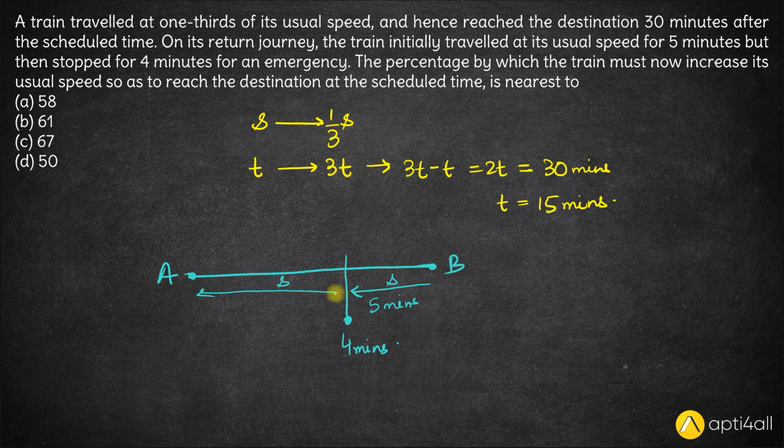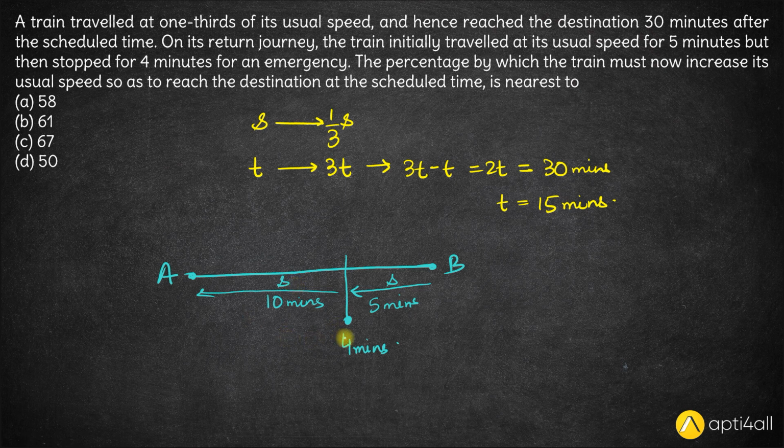S, how much time would he have taken? It takes him total 15 minutes, and he has covered this part in 5 minutes. So he would cover the remaining part in 15 minus 5, 10 minutes. This is the usual case.